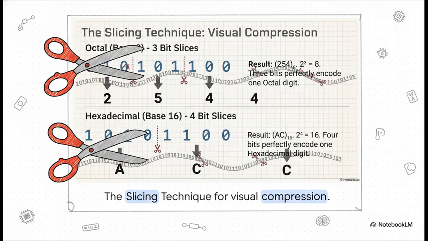Because 8 and 16 are powers of 2, they map perfectly onto binary. If we want to use base 8, octal, we just take our imaginary scissors and cut the endless binary string into neat 3-bit slices. Those 3 bits will perfectly encode one single octal digit. Even more brilliantly, if we want to use base 16, hexadecimal, we just cut the binary into 4-bit slices. It acts as an instant, high-efficiency visual compression interface for humans.